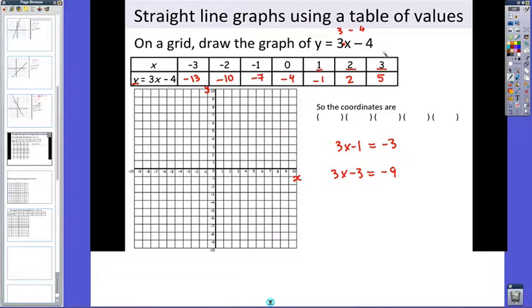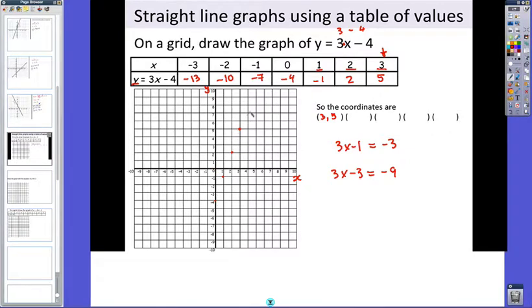So the first coordinate that we have is 3 and 5. So your x is 3 and your y is 5. It's going to be at this point here. Next one, x is 2, y is 2. So it's going to be this point here. x is 1, y is minus 1. It's going to be this point here. And x is 0, y is minus 4, which is going to be here.